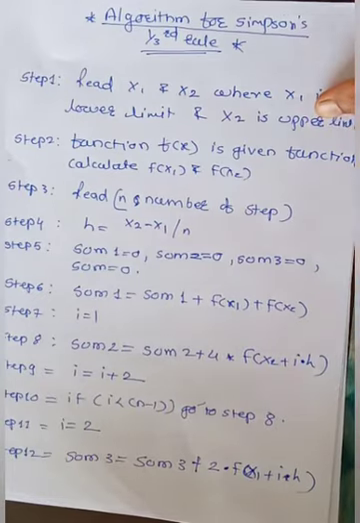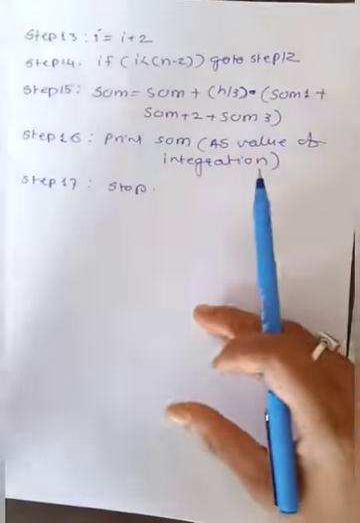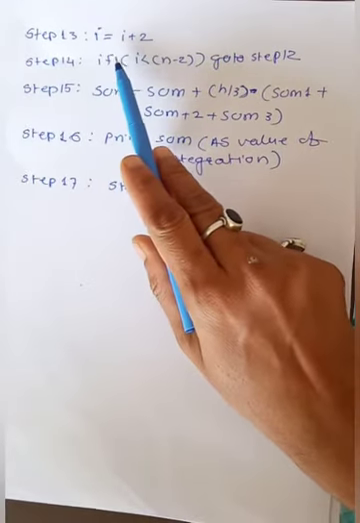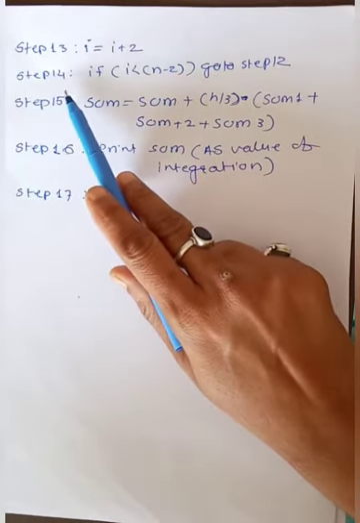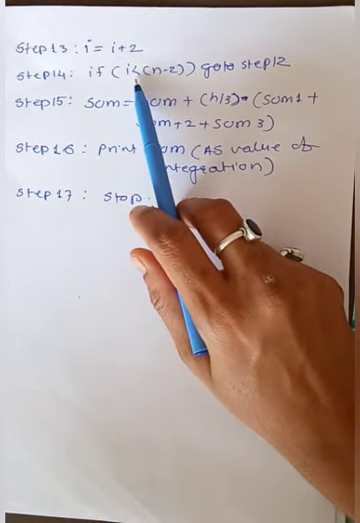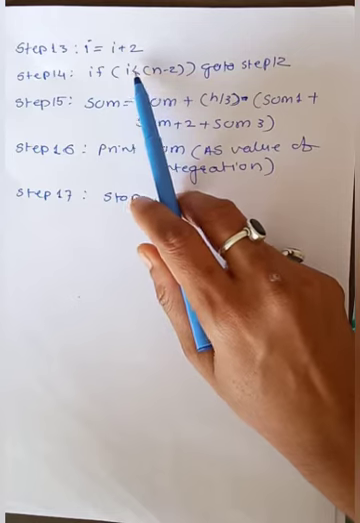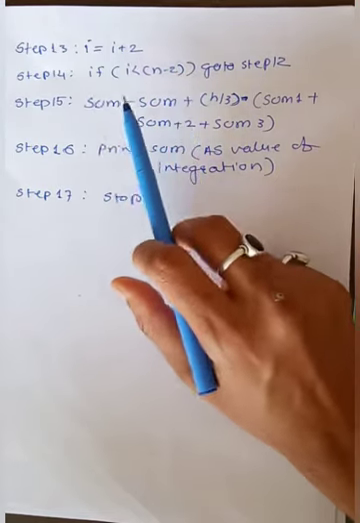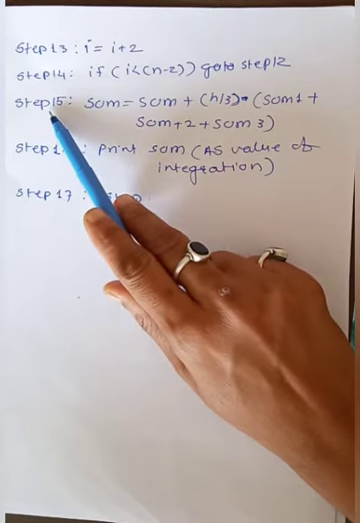Now let us move towards the next step, step 13. What is that? i is equal to i plus 2. So in step 14, we have to compare the condition i is less than n minus 2. If it is so, move to step 12, otherwise move further, that is step 15.